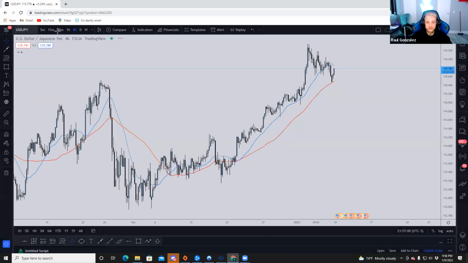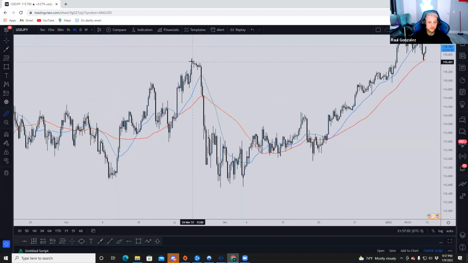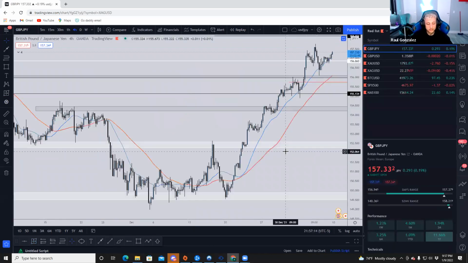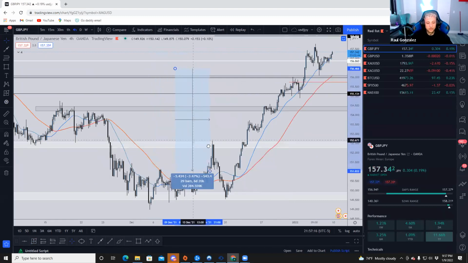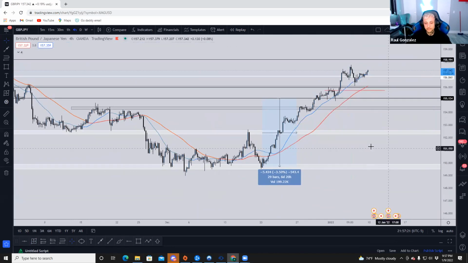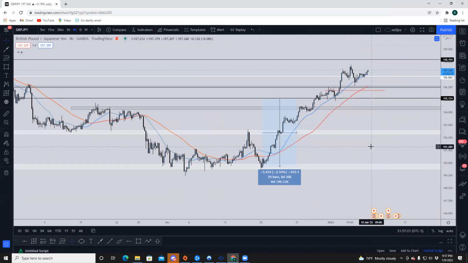Let me see if this will work. Let's measure how big this move was on UJ. This was 230 pips. I'm going to copy this and go to GJ. On GJ, that same move would have been 540 pips. So you see the difference there? One pair moved 230 pips, the other moved 540 pips, even though it was the same size move. Gotcha. Thank you so much. Got it. Yeah.